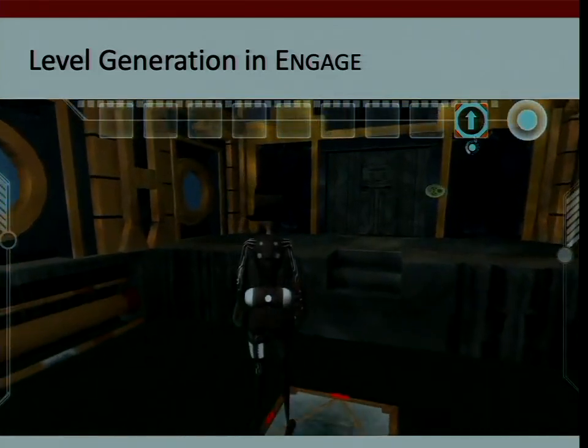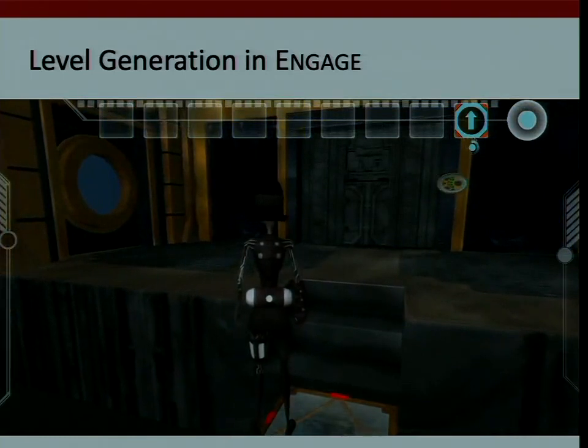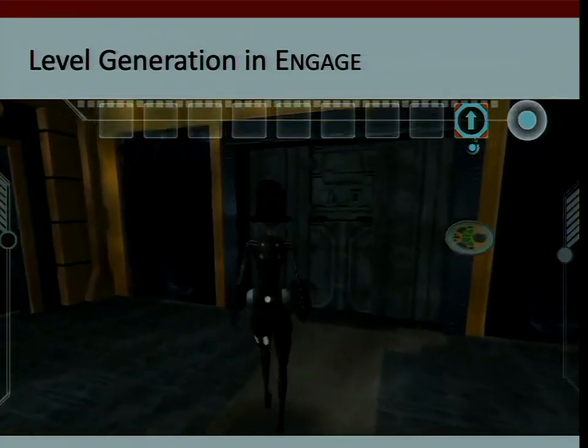Here you can see the platform moves following the student's program, and their character gets to escape this room.